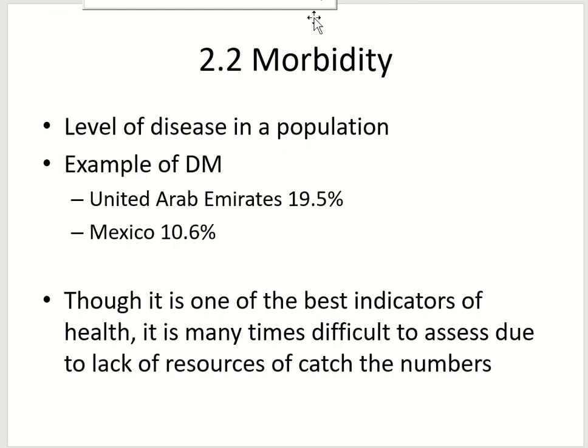Okay, so talking about morbidity, what do we learn with morbidity? It's the level of disease in a population. So for example for diabetes, when we say that the prevalence rate of diabetes in the UAE is 19.5 versus in Mexico is 10.6, it gives you an idea of how much presence of that disease there is. Though it is one of the best indicators of health, it's many times difficult to assess due to the lack of resources to catch the numbers.